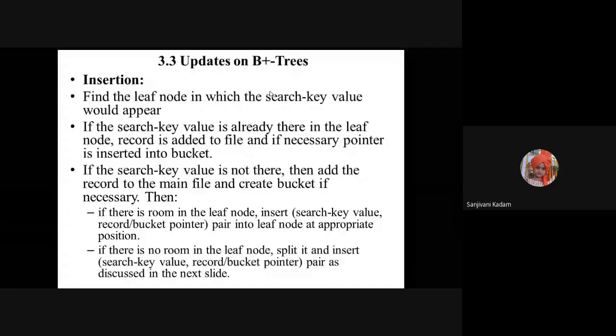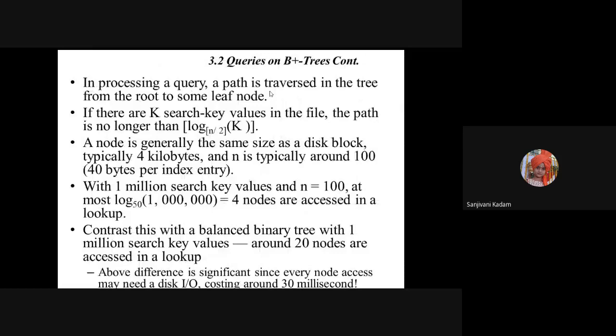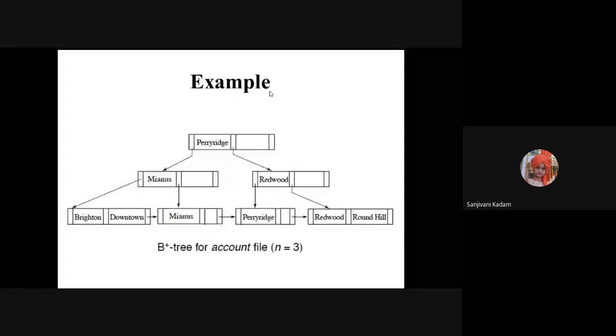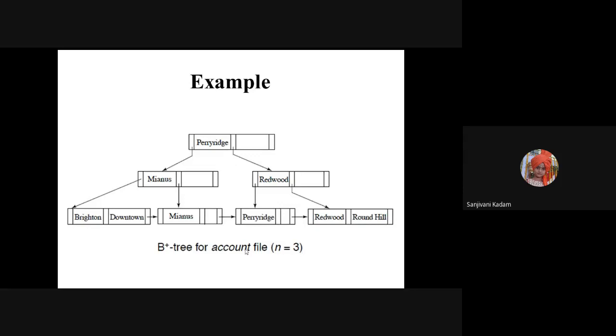If there is room in the leaf node, that is, extra space is available, we insert the search key value and record pointer, that is, bucket pair, into the leaf node at the appropriate position. Right now, if I have any name starting with M or N, we can compare. If there is a possibility of inserting the record at this position, I need not make any changes. Simply I will make this record point here and add a bucket for this record in the database.